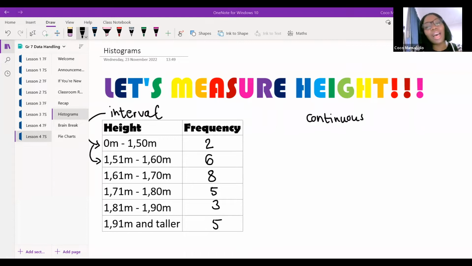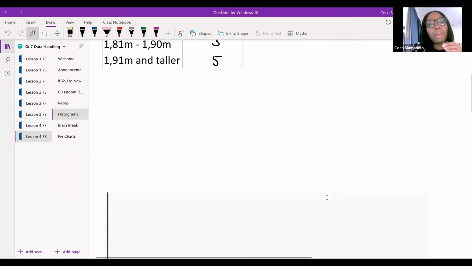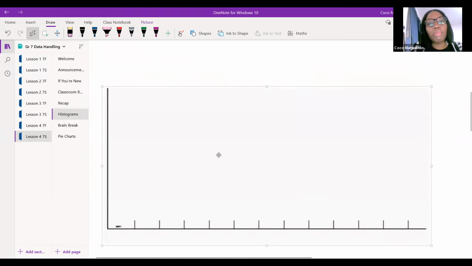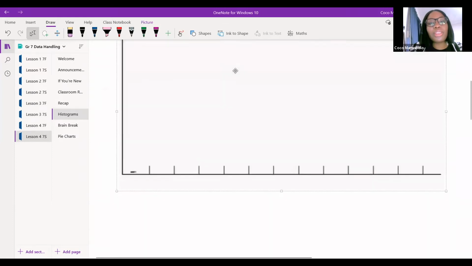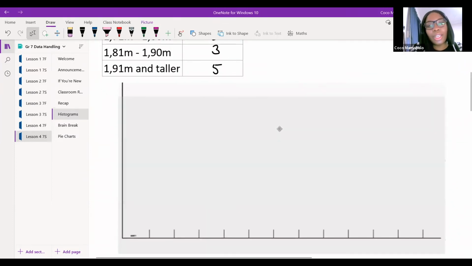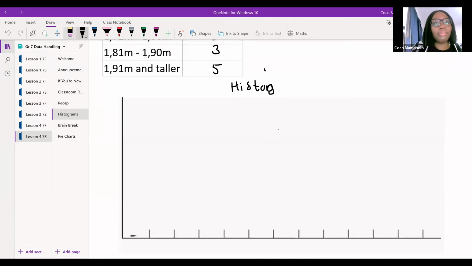Okay, so I'm going to show you guys how we draw a histogram. And it's different from a bar graph in that we don't have any spaces in between each bar. And the reason for that is because we are comparing the data values that we have. Okay, so this is a histogram over here.